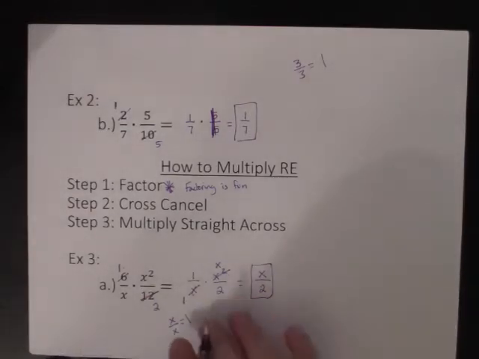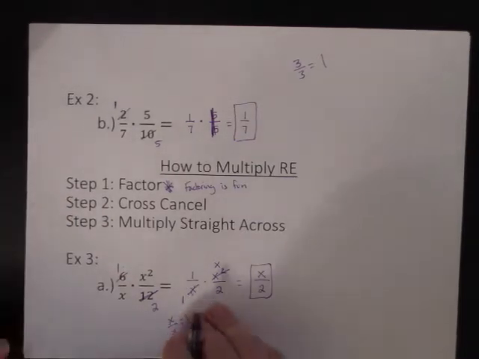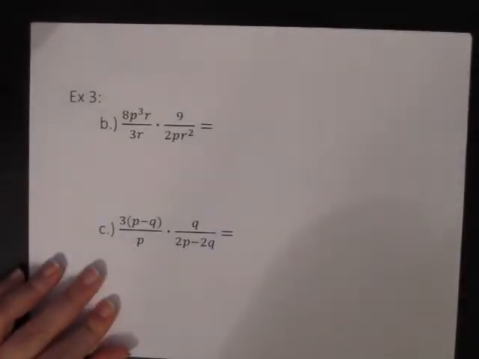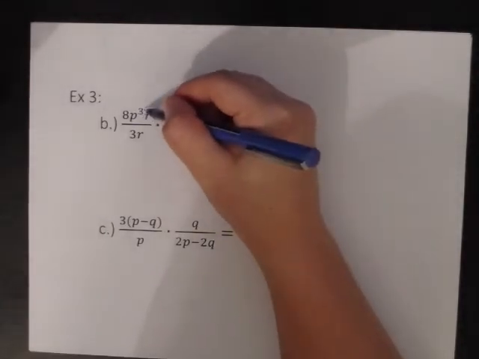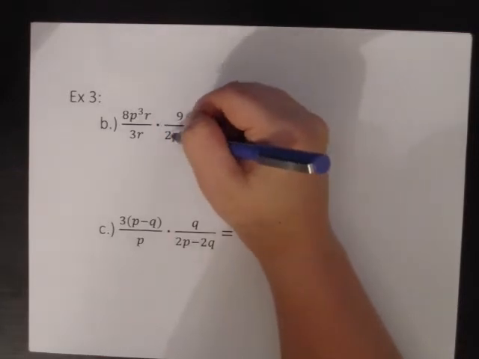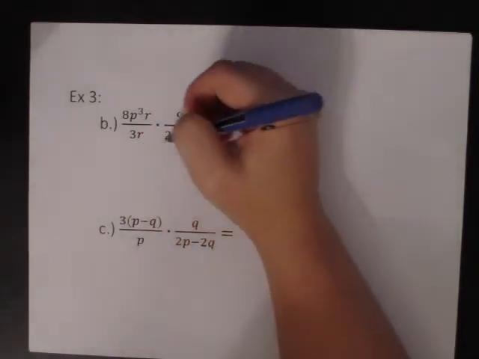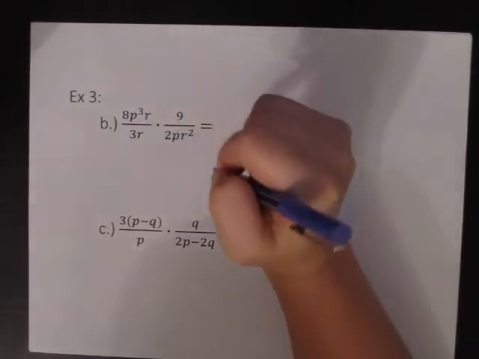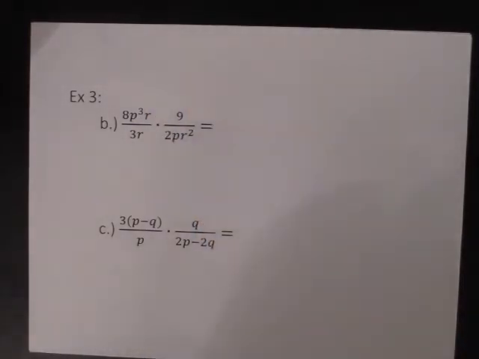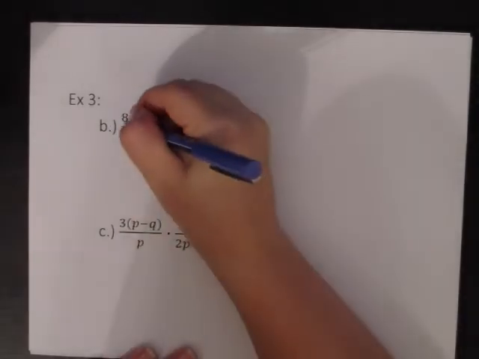Alright, let's try another one. We're going to factor, cross cancel, multiply straight across. We've got 8p to the third r over 3r times 9 over 2pr squared. There's a lot going on in this, but it's still one term. Since we're just dealing with monomials, there's nothing you can do to factor. So we're going to work from top to bottom and take it one step at a time. Let's first look at the 8 and the 2.